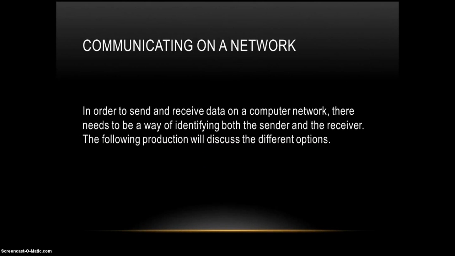Communicating on a network. In order to send and receive data on a computer network, there needs to be a way of identifying both the sender and the receiver. The following production will discuss the different options.